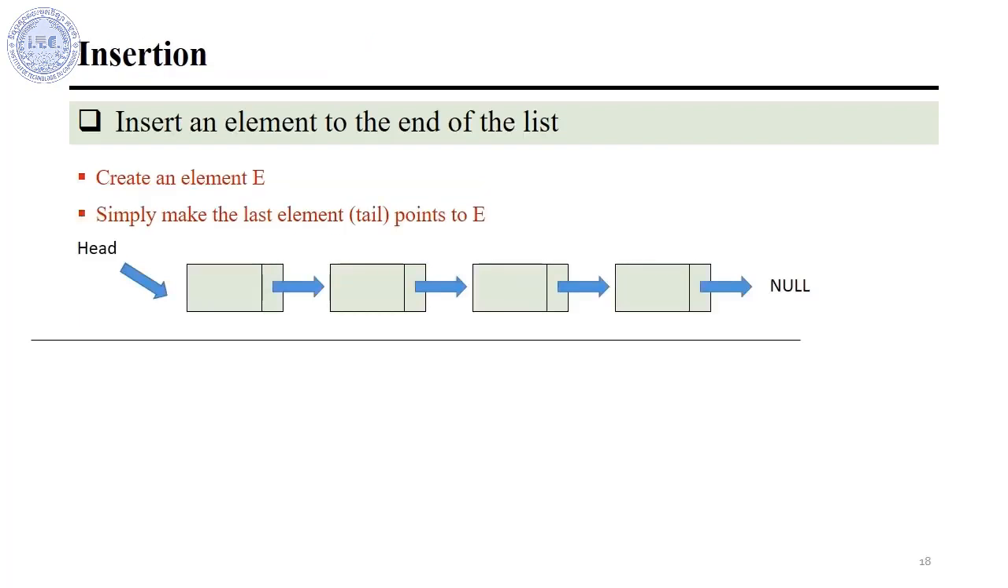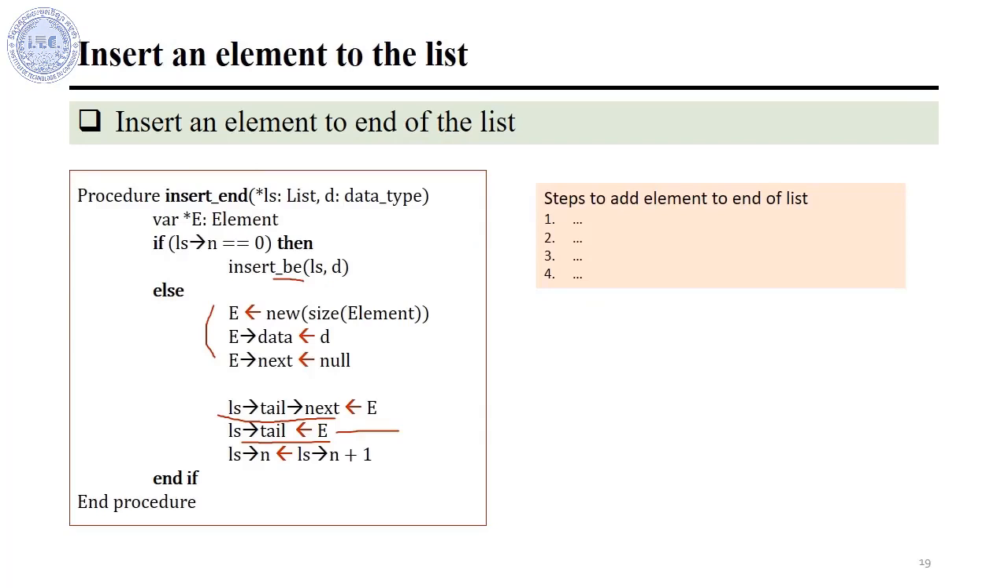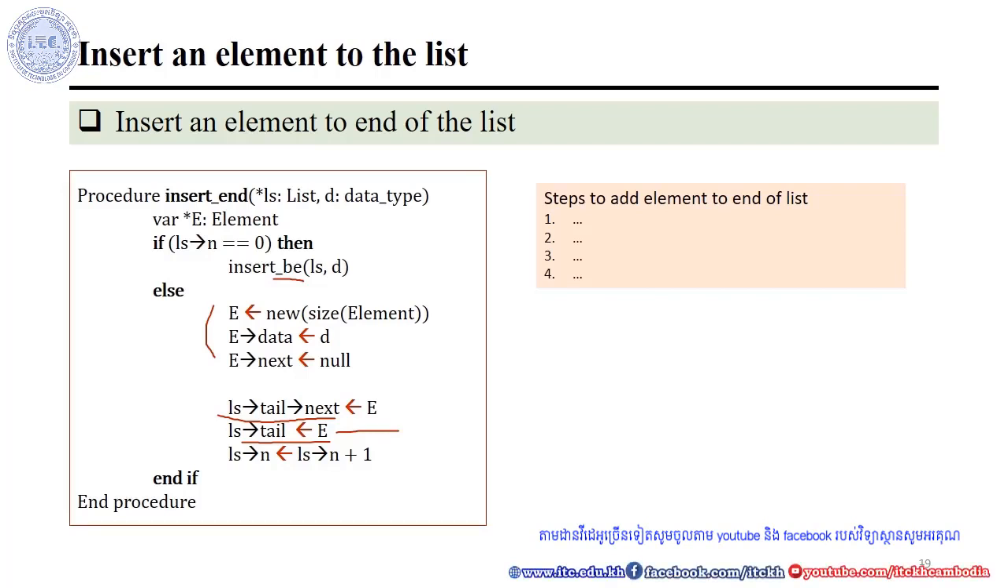Here this simply explains how you insert an element to the list. Create an element first, and then make the last element point to the new element, because you want to add it. In the function to do this, you first check if the value of n is equal to 0. It means there is no element in the list yet. Inserting to the end is the same as inserting an element to the beginning of the list. So you just call that function when n is 0. And next, when n is not 0, there is an element in the list.